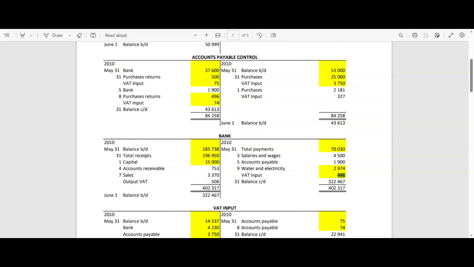Which means that when we get the bank statement, it is going to be a mirror image of our own bank account. So everything that we would have debited in our bank account would show up as a credit on the bank statement. And everything that we've credited in our bank account, in our general ledger, will show up as a debit on the bank statement.